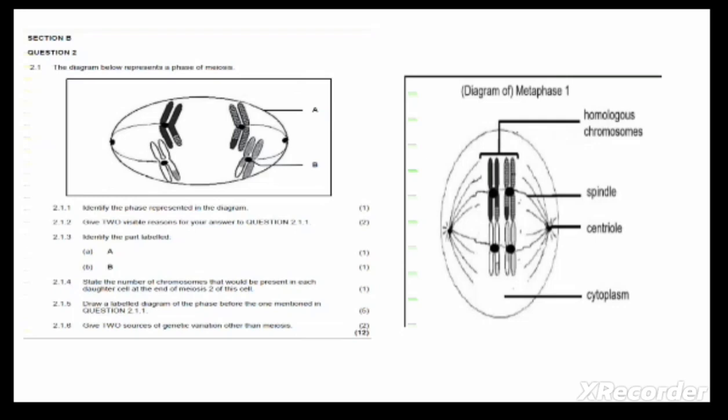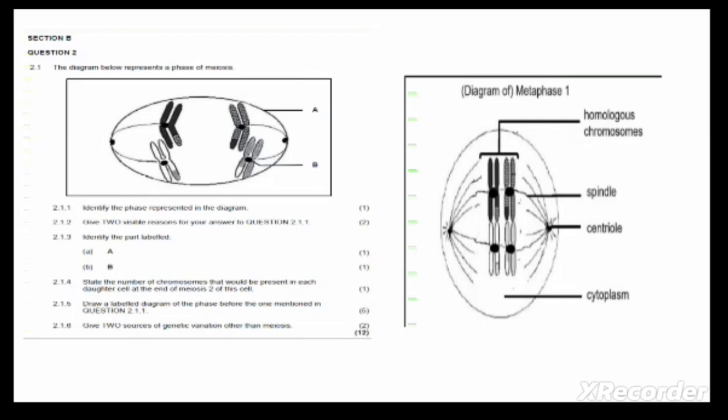It says state the number of chromosomes that will be present in each of the daughter cells at the end of meiosis 2 in the cell. What you do is you take the number of chromosomes that you're given, you divide it by 2, and then you're going to get your answer. So the answer is 2 chromosomes.